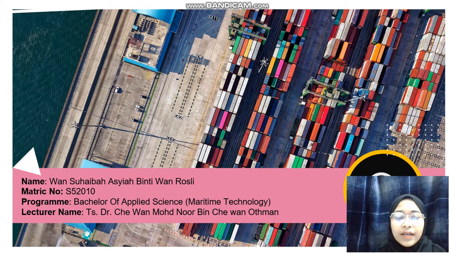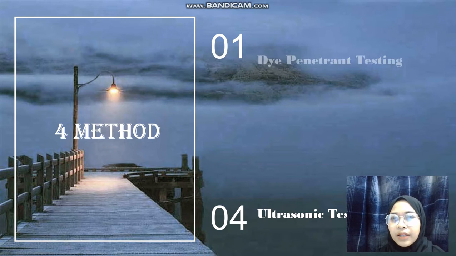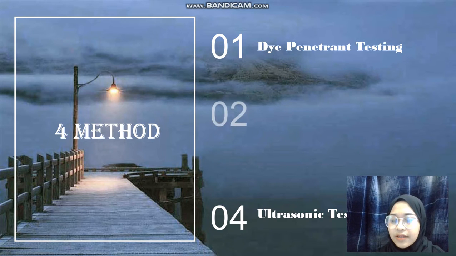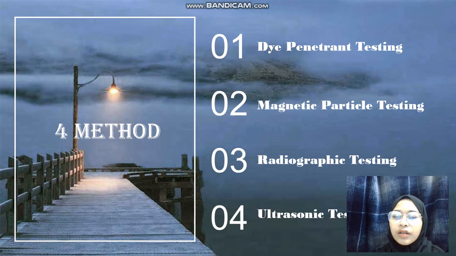Overall, there are 6 methods of non-destructive testing (NDT), but today I would like to present about 4 methods of NDT. First method is dye penetration testing. Secondly, magnetic particle testing. Third, radiographic testing, and finally, ultrasonic testing.